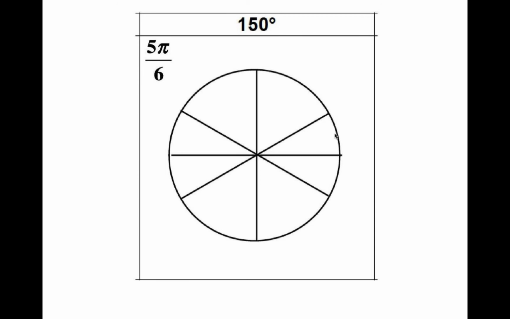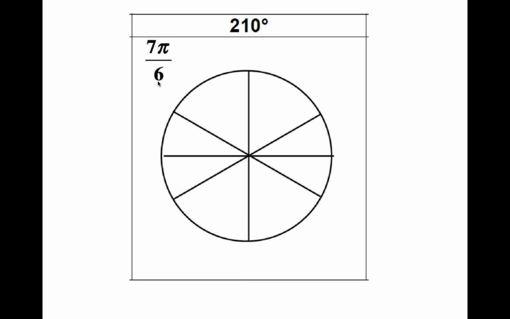5 pi over 6, that's more than half a pi, but less than a full pi, so it's over here, where this is a sixth of a pi. If this is 5/6, this is 1/6 to make a full pi. Again, this is equal to 30 degrees, so opposite's 1, adjacent's root 3, hypotenuse 2, left is negative.